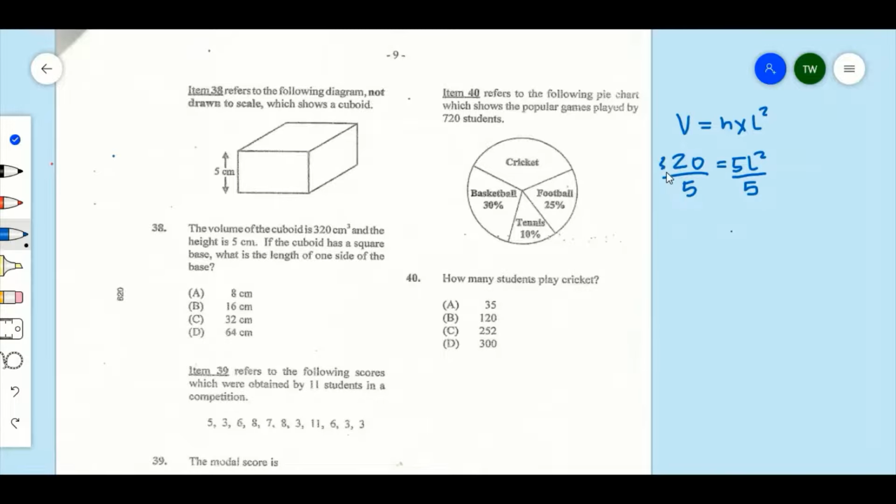Now, 320 divided by 5, that's going to leave us with 64. And 5 is going to cancel out 5, so we're left with L squared on this side. To find what L is, we're going to take the square root of both sides. The square root of 64 is 8. So L is going to be 8 centimeters. So our answer for this question, which is 38, is going to be A, right?